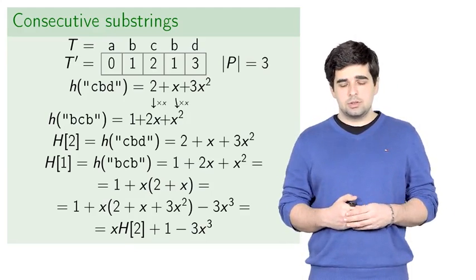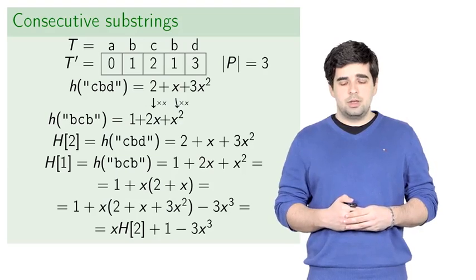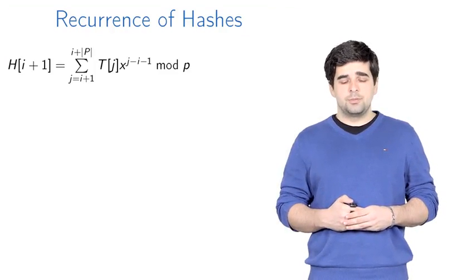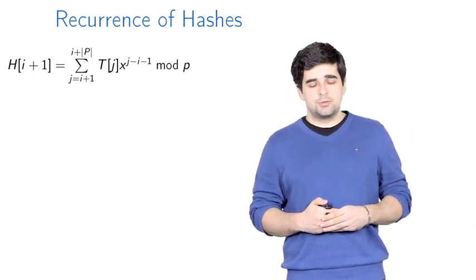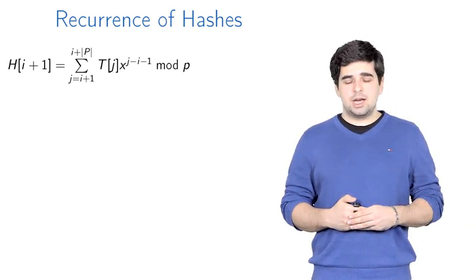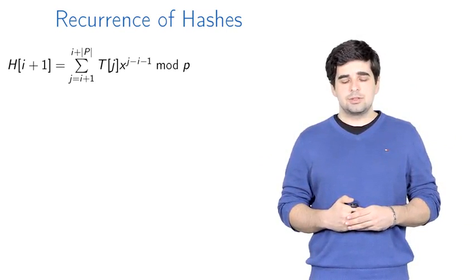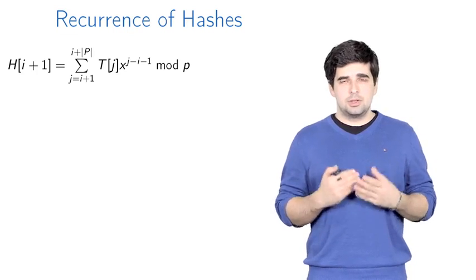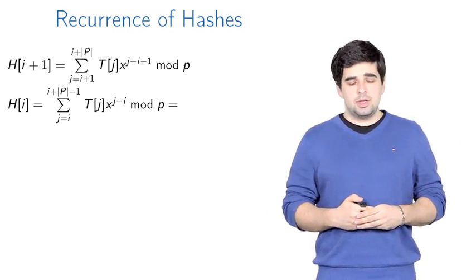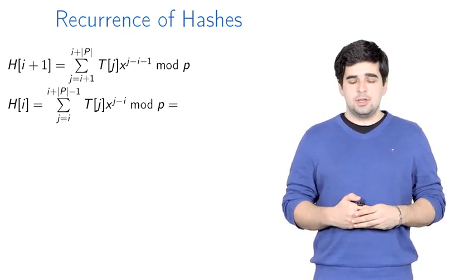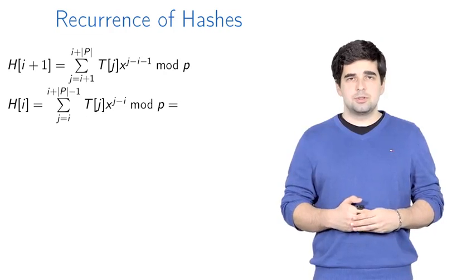And we add 1 to it, and we subtract 3x cubed. In the general case, there is a very similar formula. So here is the expression for big H of i plus 1. And notice that the powers of x are, in each case, j minus i minus 1, because the substring starts in position i plus 1, so we subtract i plus 1 from each j in the sum. And the expression for big H of i is very similar, but for each power of x we subtract just i from j because the substring starts in position i.